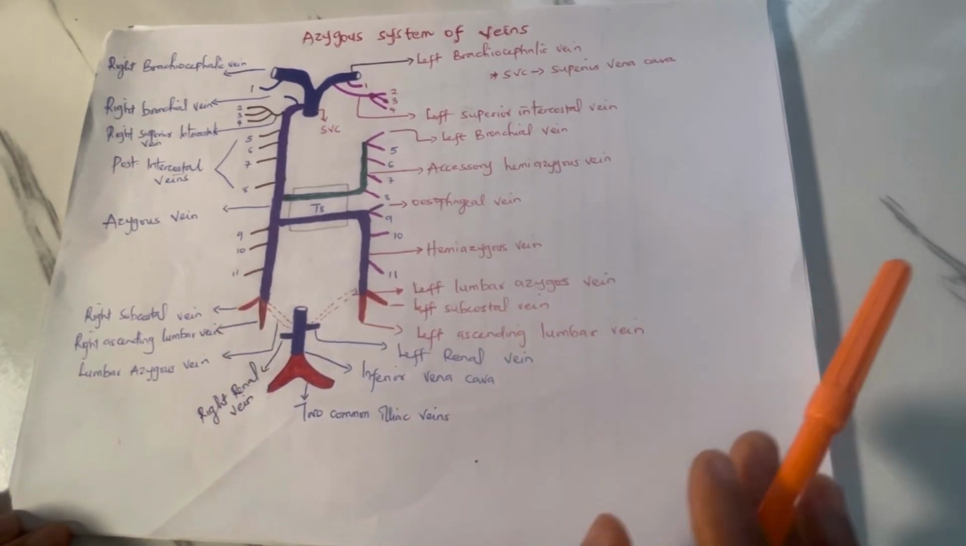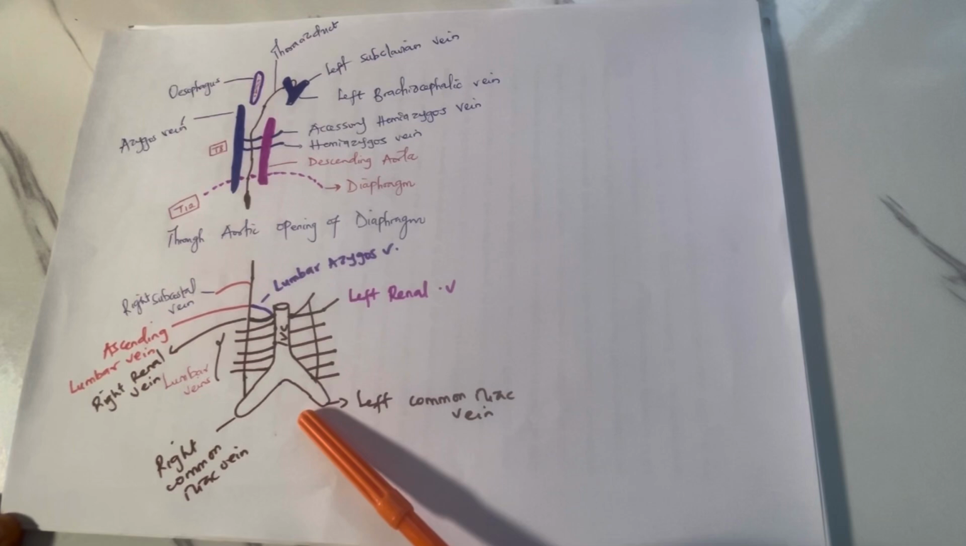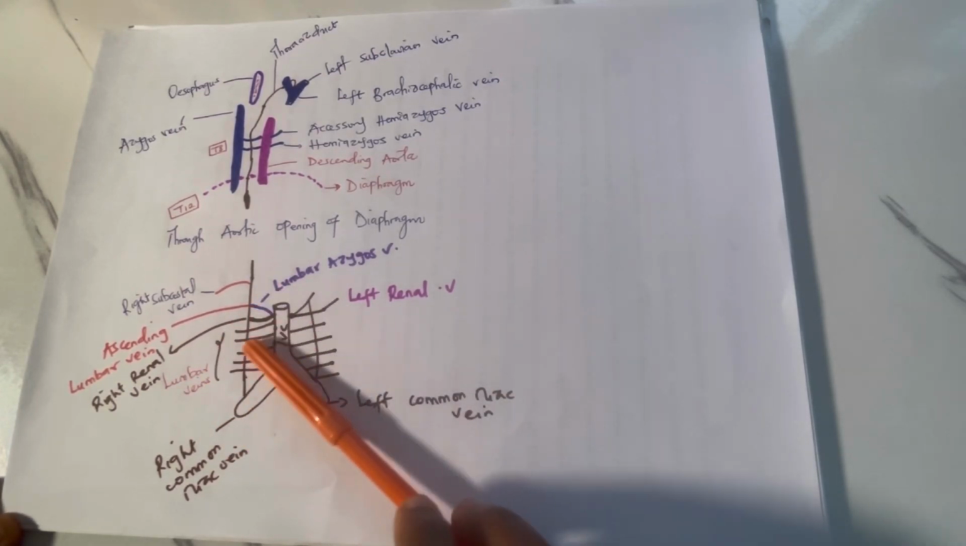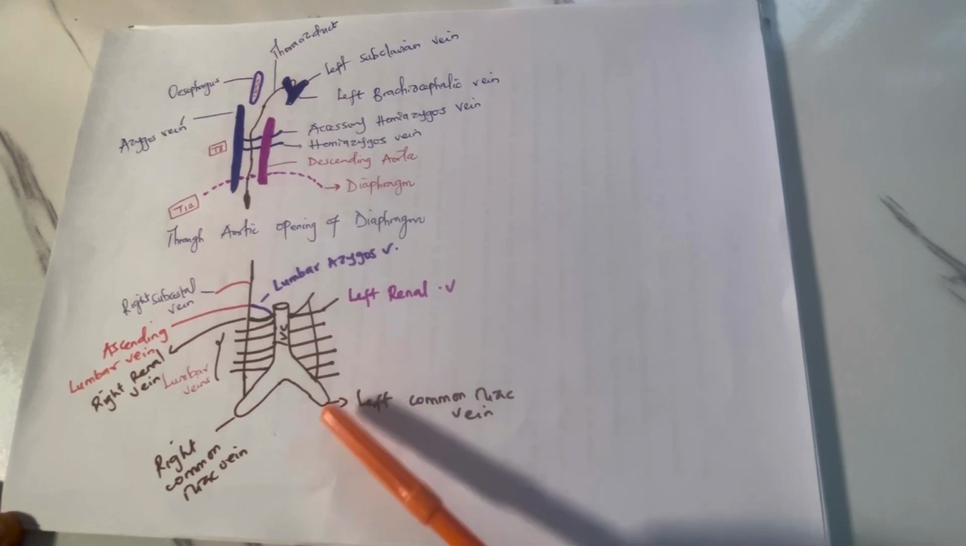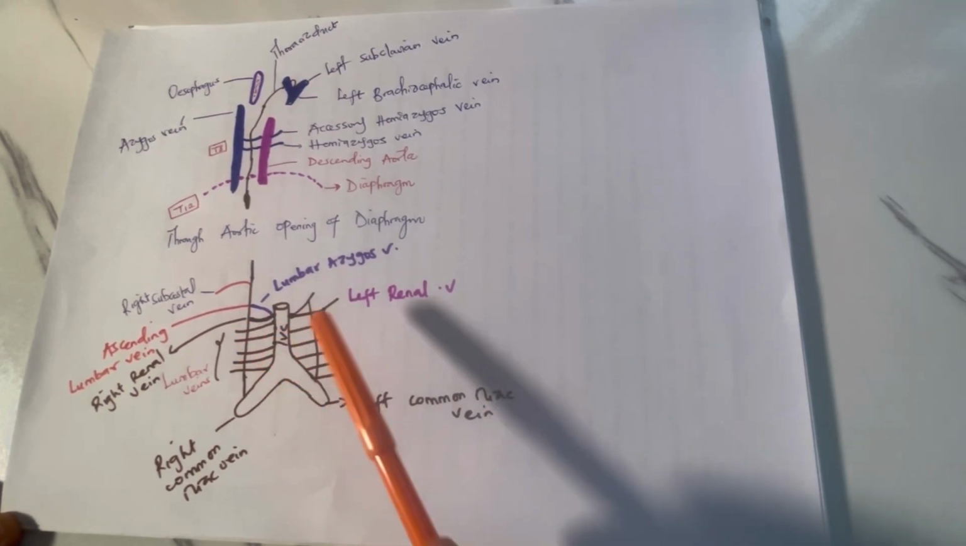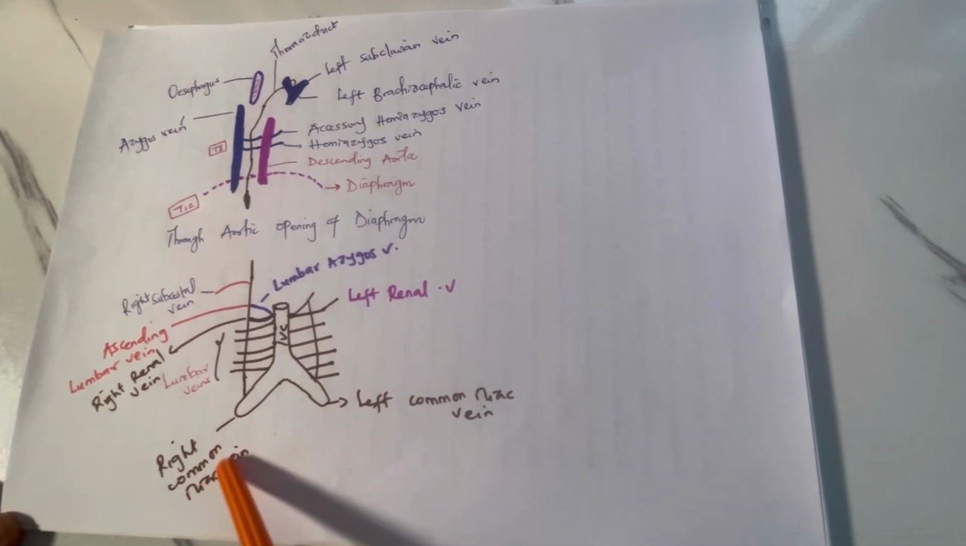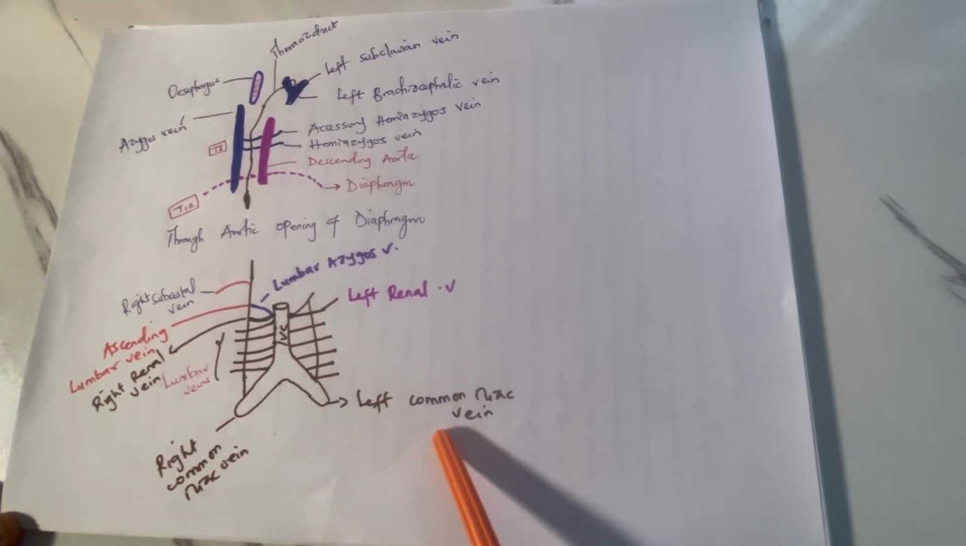So let me explain it with a clear diagram. This is the inferior vena cava that we can see at the lower part of the azygos vein. Now this inferior vena cava is formed by the union of the two common iliac veins, which are the right common iliac vein and the left common iliac vein.